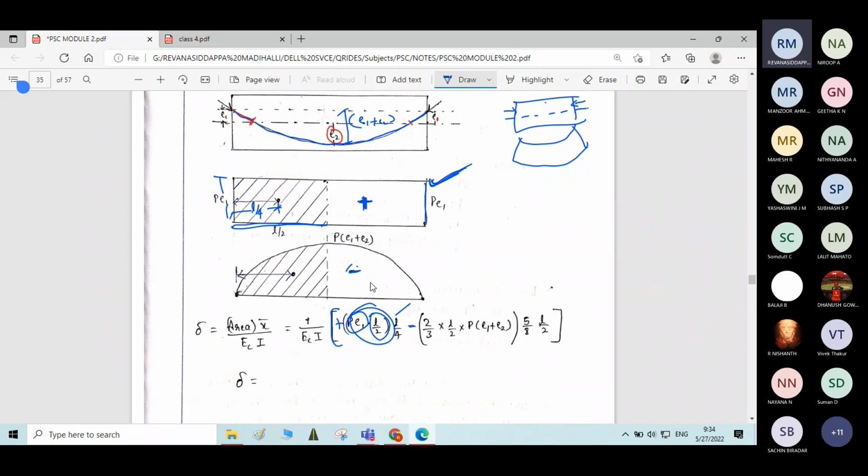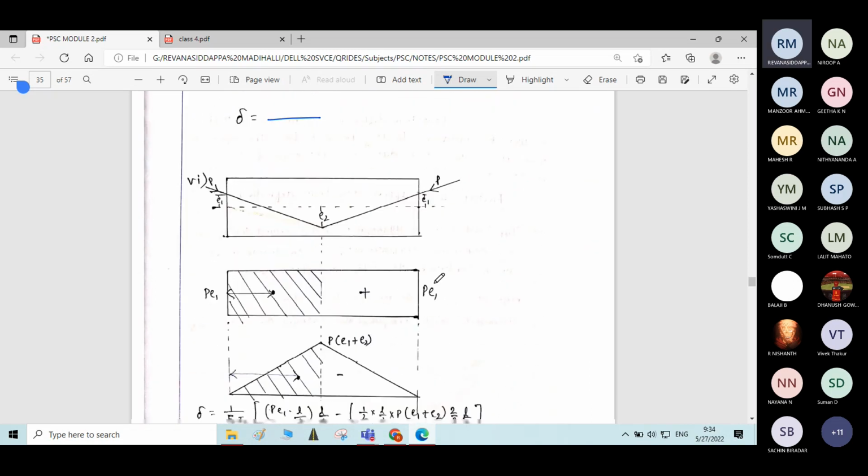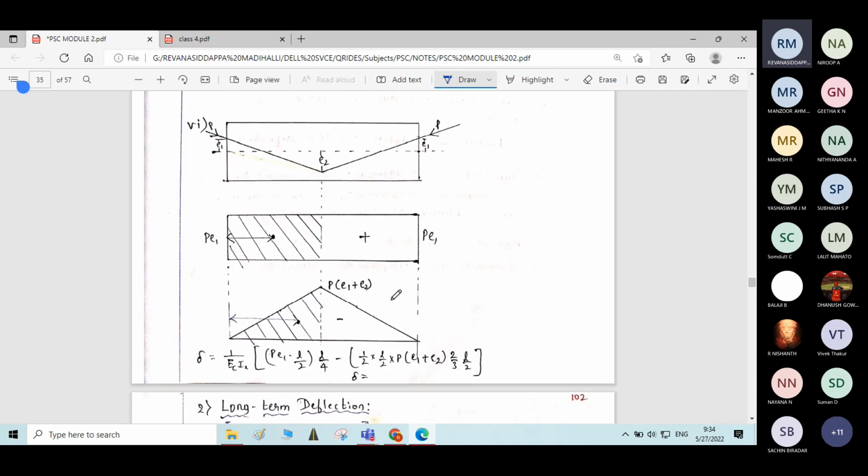And negative sign for the second figure. The area is 2/3 of the base width L by 2 into height, which is P into E1 plus E2. So 2/3 of base into height, into X bar, which is 5 by 8 of the base width, where the base width is L by 2, so 5 by 8 of L by 2. You will get the resultant deflection. In a real problem, values will be given and you will get some value for the deflection.